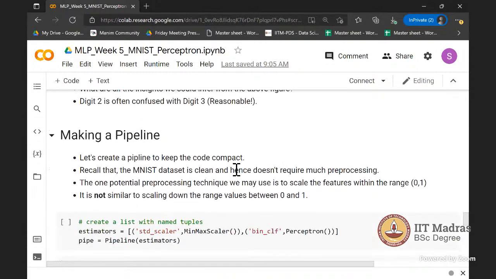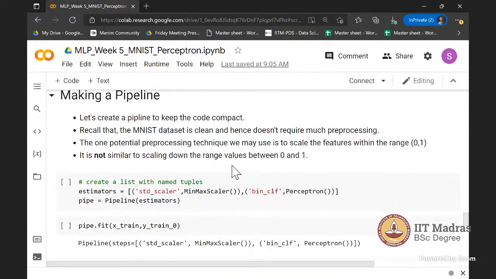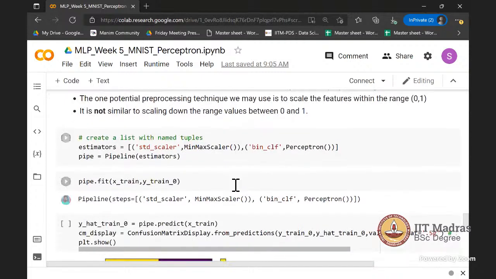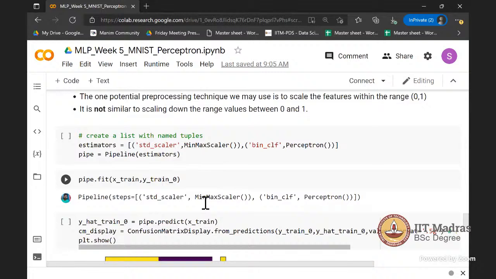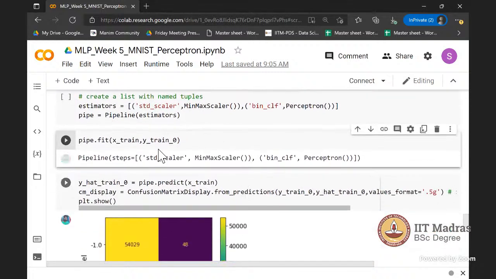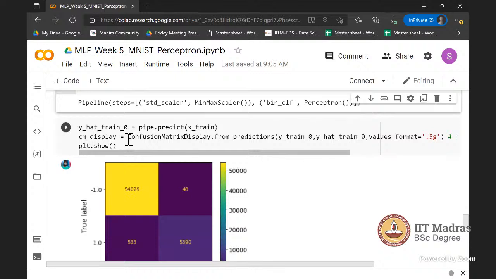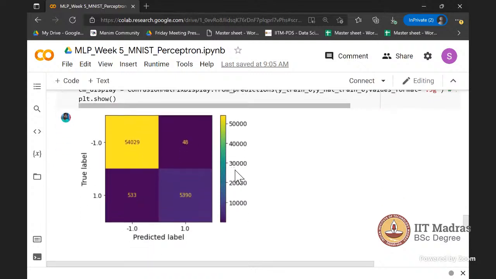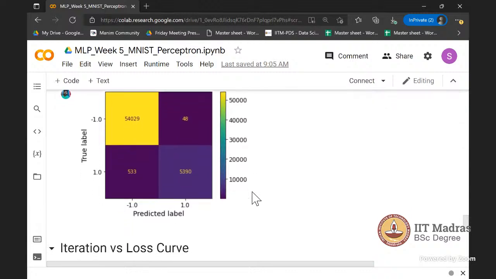Now this entire process can be put into a pipeline. This way, you can write very concise code: Min-max scaler and then applying the perceptron. So it has only 2 steps, no cleaning or imputation steps. And this is how you can make the prediction and get the confusion matrix also.